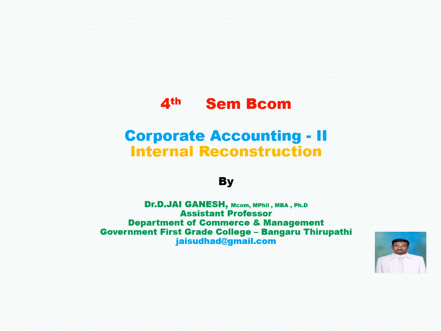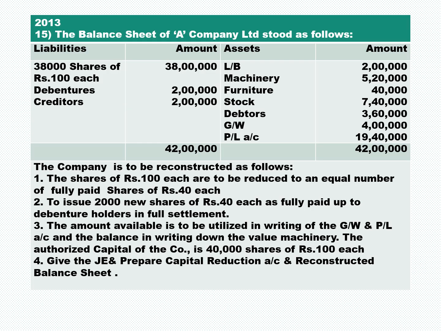Today we are going to solve the 15th problem in case of internal reconstruction. The balance sheet of A Company Limited stood as follows. We have 38,000 shares of rupees 100 each, 38 lakh. Debentures 2 lakh, creditors 2 lakh, land and building 2 lakh, machinery 5 lakh 20,000, furniture 40,000, stock 7 lakh 40,000, debtors 3 lakh 60,000, goodwill 4 lakh, PL account we have 19 lakh 40,000.